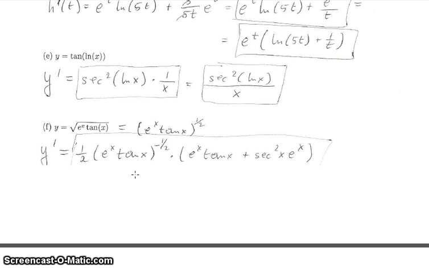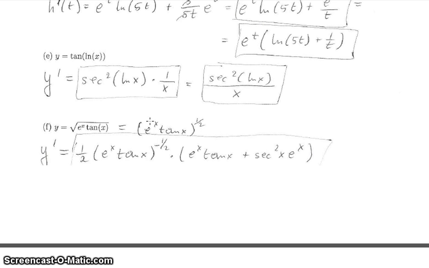F, y is equal to the square root of e to the x times tangent of x. So I rewrite my function so that I don't see that square root, so the square root becomes a power of 1/2. And then the derivative requires chain rule, of course, so the outer function is argument to the 1/2. So the derivative of that is going to be 1/2 times the argument to the negative 1/2. And then by the chain rule, I have to multiply by the derivative of this argument, e to the x times tangent of x. And the derivative here requires the product rule.